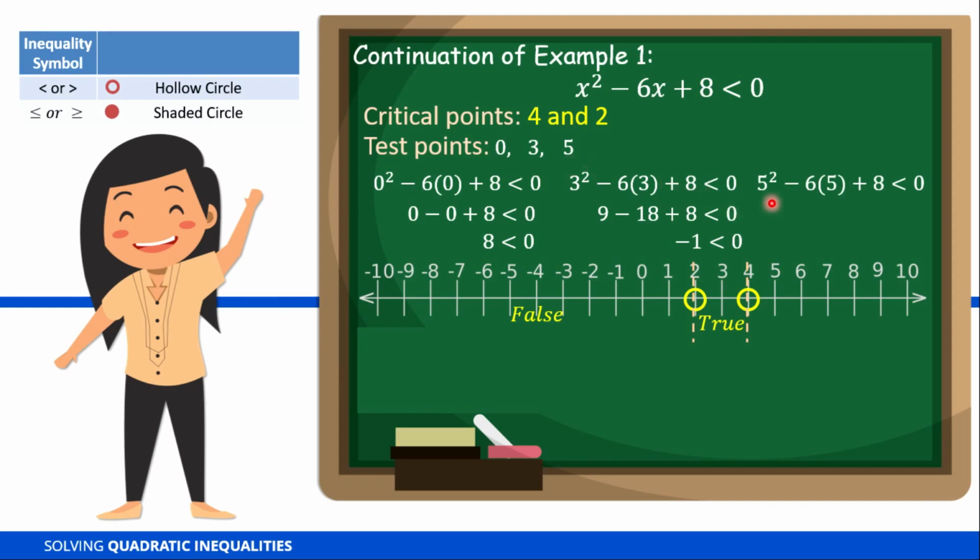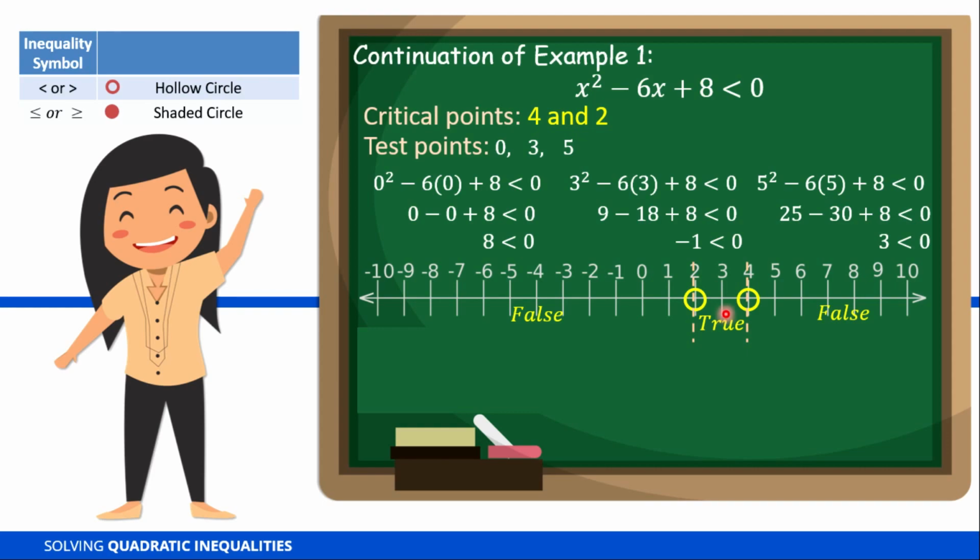Next, itest natin yung positive 5. We have 5 squared minus the product of 6 and 5 plus 8 is less than 0. Simplify. 5 squared, we have 25. And then, negative 6 times 5, we have negative 30 plus 8 is less than 0. So, 25 minus 30, we have negative 5 plus 8. Answer is positive 3 is less than 0. That is false. So, notice na ang true inequality ay lumabas dito sa nasa gitnang region.